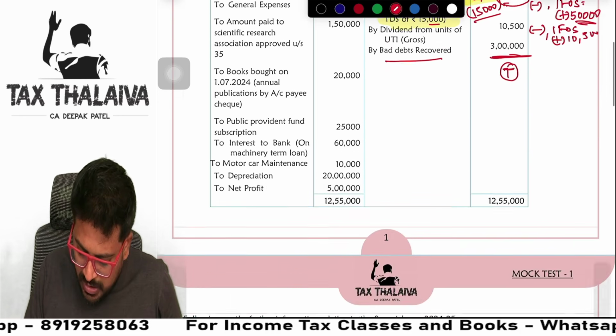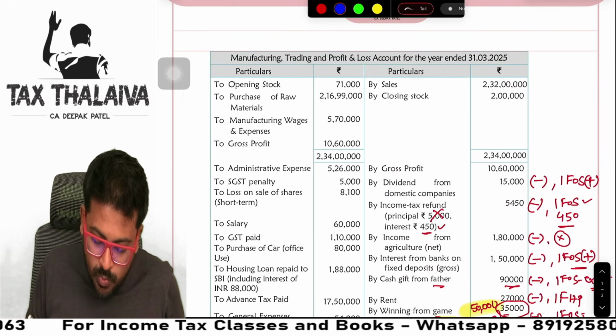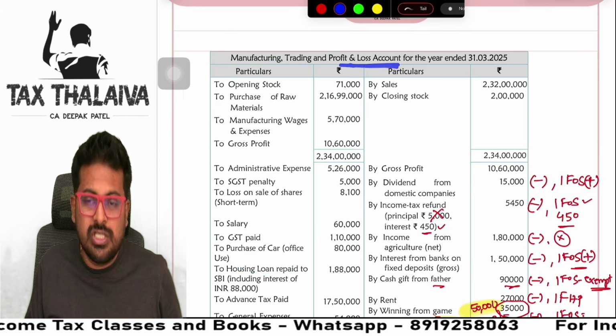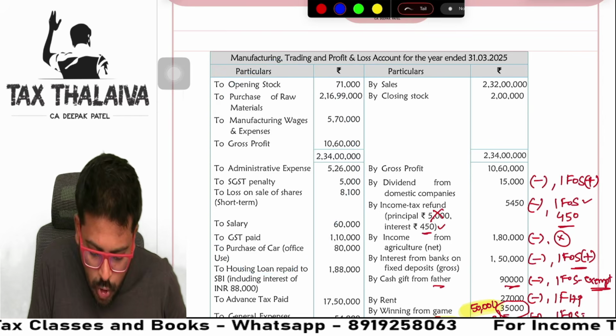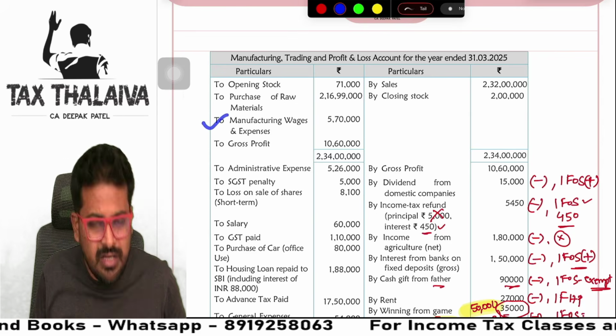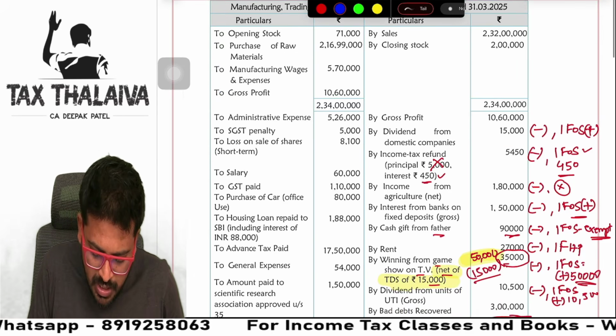Next, so we can see credit side all the adjustments are done. Let's go to left side now, which is debit side. These are all expenses which you claimed in profit and loss account under PGBP head. Opening stock, no issues. Purchase of raw material, no issues. Manufacturing wages and all, these are all business expenses, absolutely fine, you can claim.